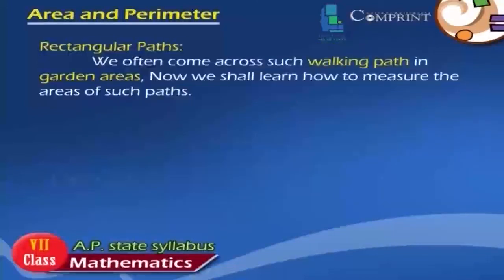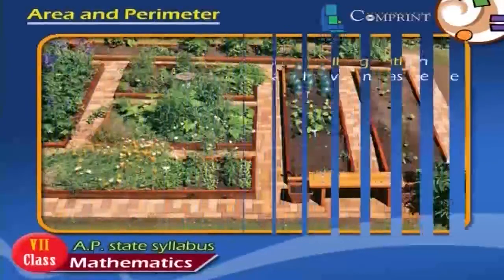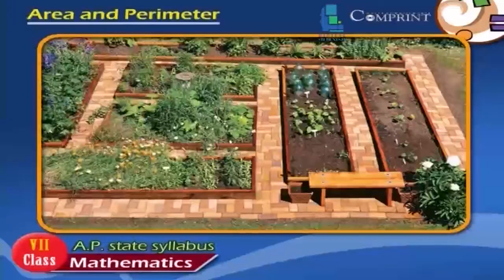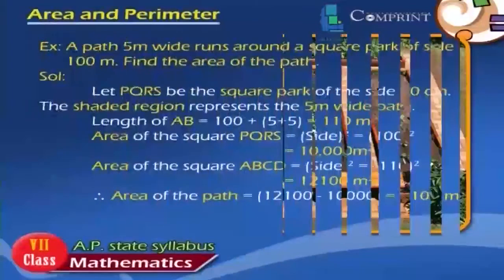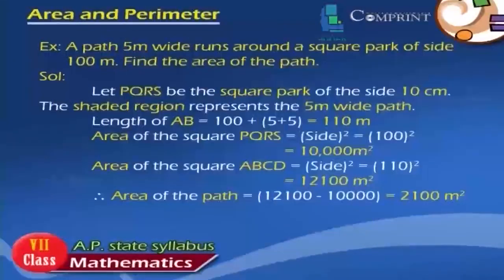Rectangular paths. We often come across such walking paths in garden areas. Now we shall learn how to measure the areas of such paths. Example. A path 5 meters wide runs around a square park of side 100 meters. Find the area of the path.